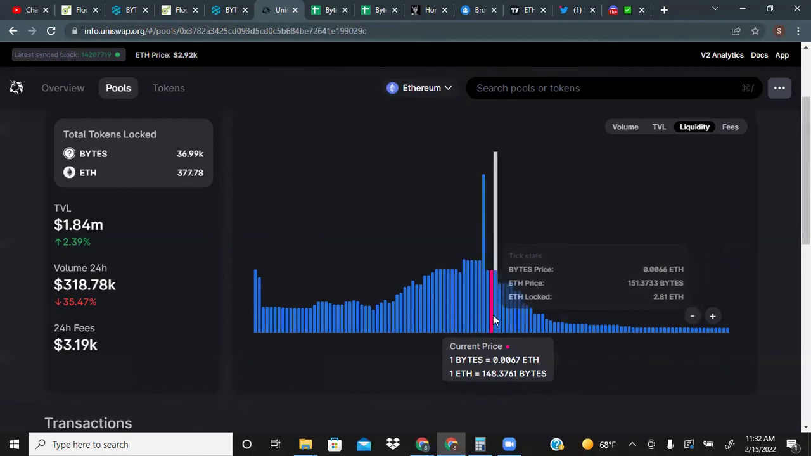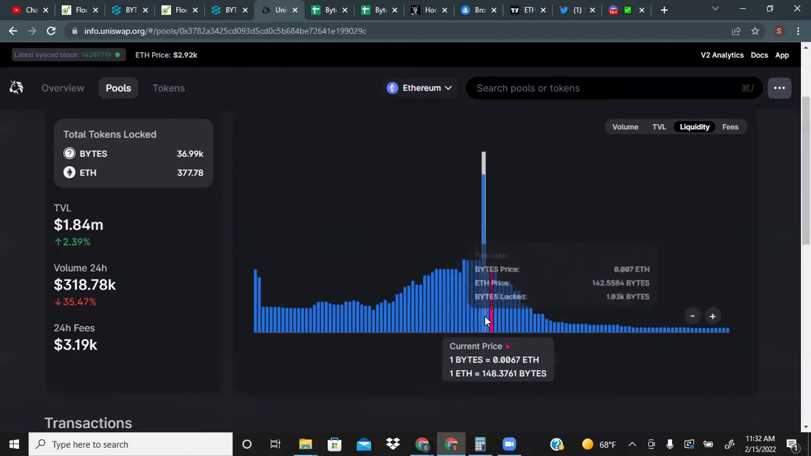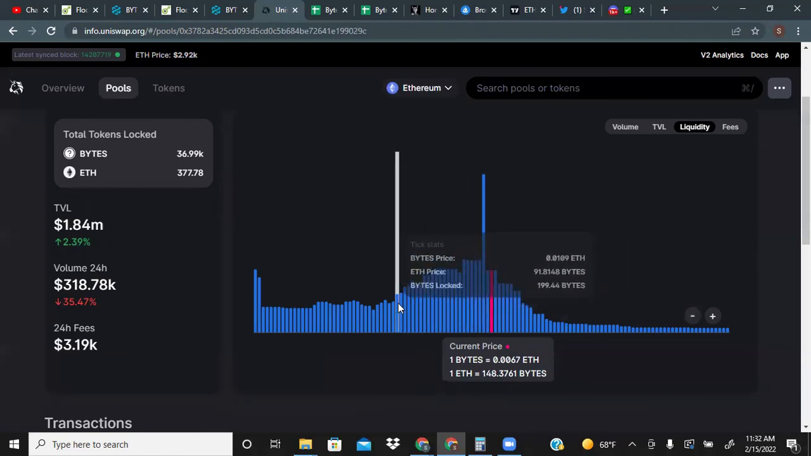And obviously, if you expand your range longer, the impermanent loss gets cut in half the longer you go, because you're not offering up as many of your bytes tokens at the beginning. So that is a way to cut down impermanent loss and still provide liquidity: just make larger ranges.